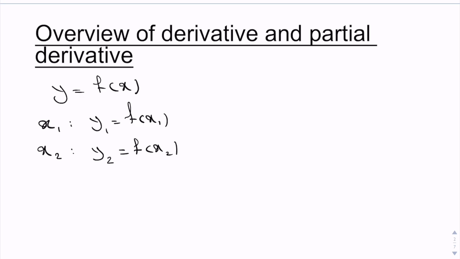Now I want to give you a graphical representation of the definition of derivative. I can define delta as the slope of this line, and call it y2 minus y1 divided by x2 minus x1.